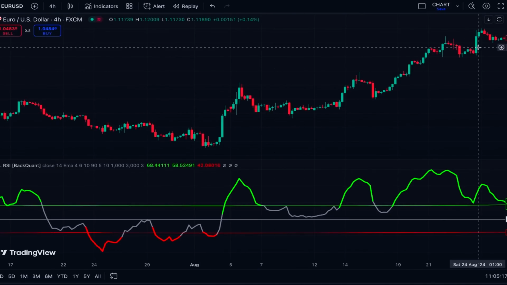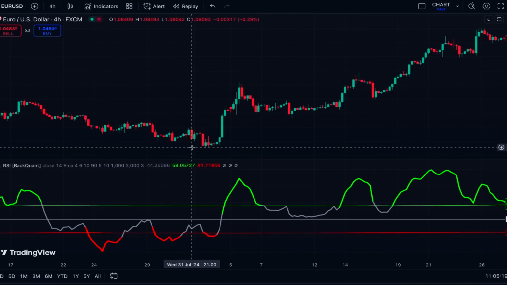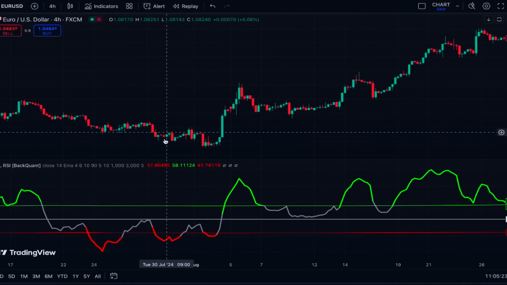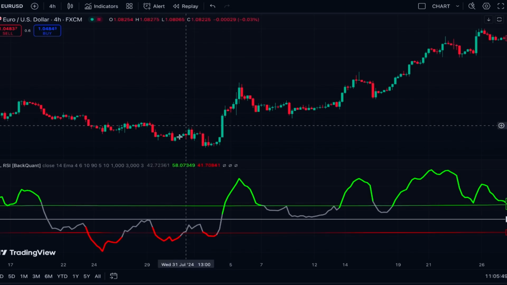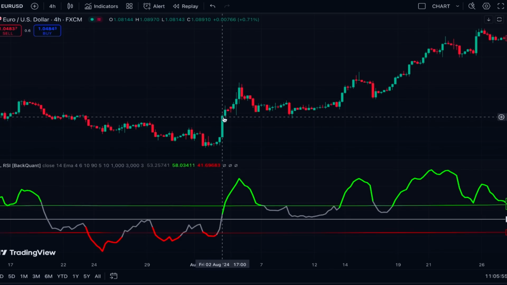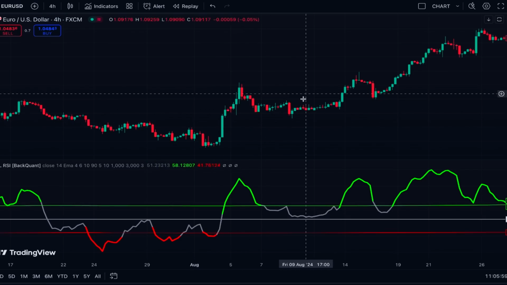Please pay attention that before this divergence, we had another bullish divergence here, but the price didn't break above the high of the pattern. Then we formed another bullish divergence, but this time we got confirmation that we have a higher probability that a reversal is going to happen.